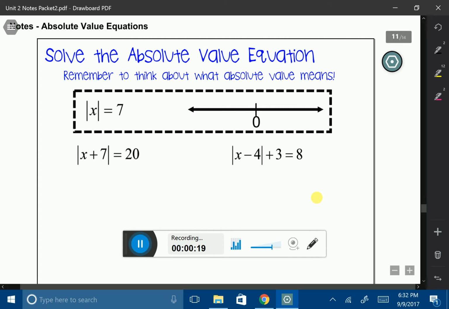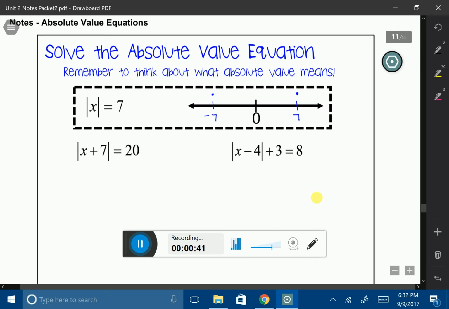We have the absolute value of x is equal to 7, and we ask ourselves, well, what could x be? Well, x could be either 7 or negative 7, right? And on our number line, it would look like this. We have a 7 or a negative 7. So those would be their locations on the number line.